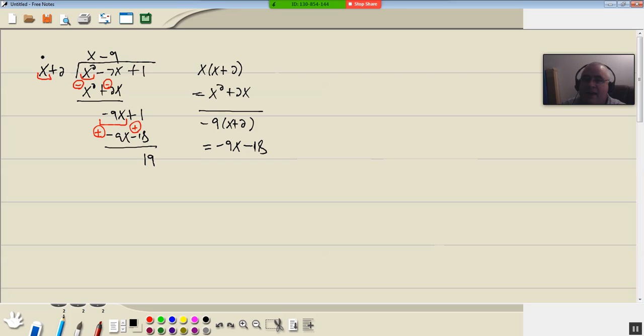Now, our degree of x plus 2 is 1. Degree is the largest power of x. Our degree of 19 is 0. When the degree of what you have down here is less than what you're dividing by, then you stop, and this is your remainder. Then you put your remainder over what you're dividing by, and that would be your answer.